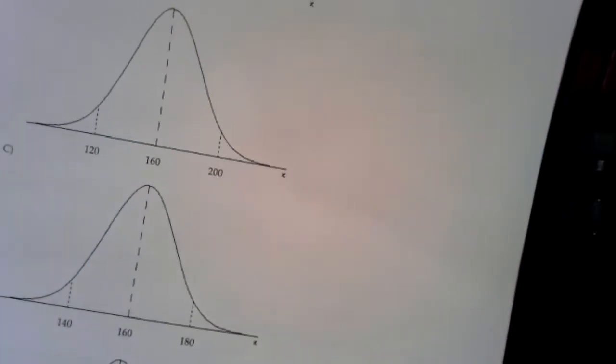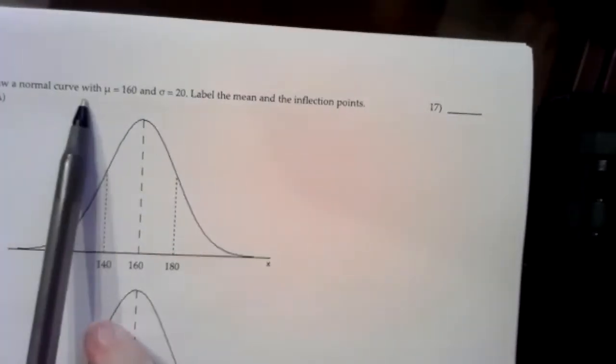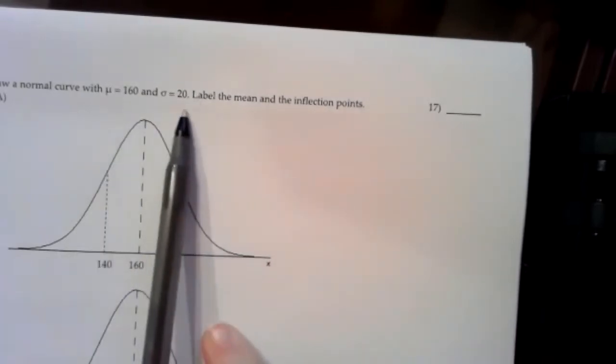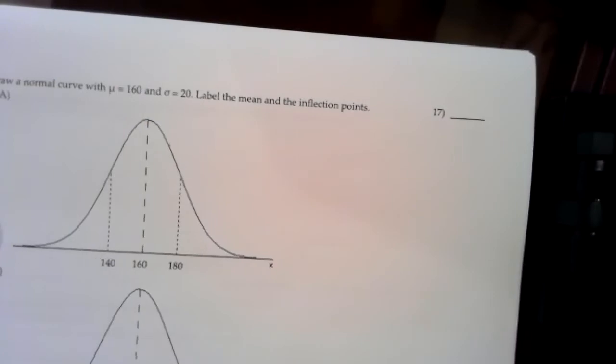All right, so now the next ones are where we're using normal in our findings to get the probabilities, okay? So in 17, it says draw a normal curve with a mean of 160. Sorry, let me get where you can see it. Draw a normal curve with a mean of 160 and a standard deviation of 20. Label the mean and the inflection points. This is very similar to what we did with the empirical rule.